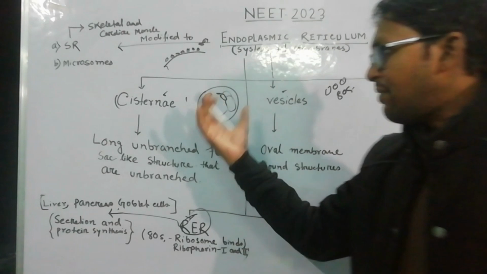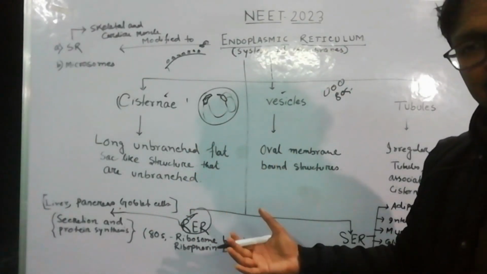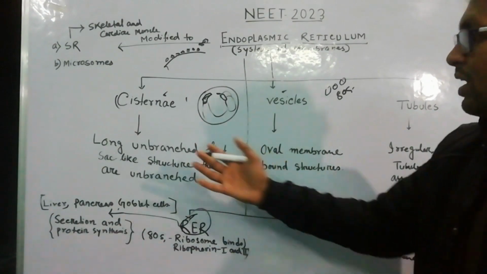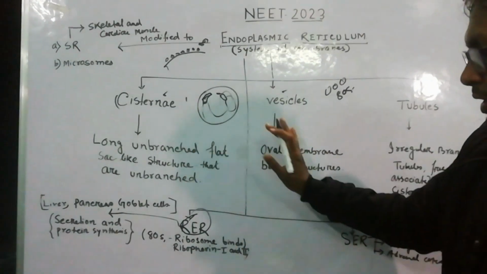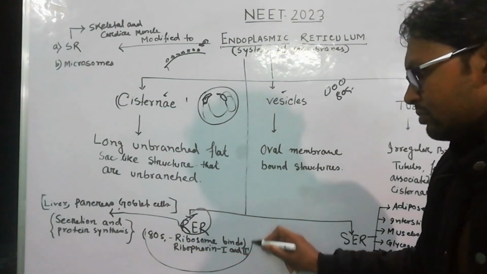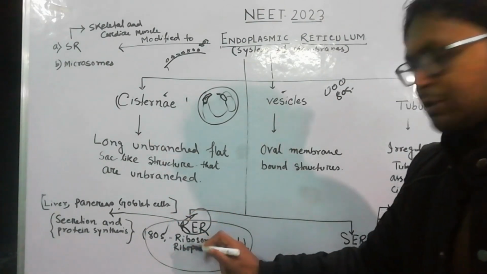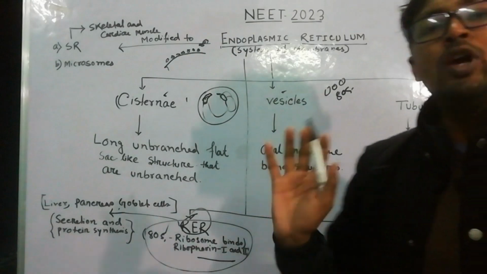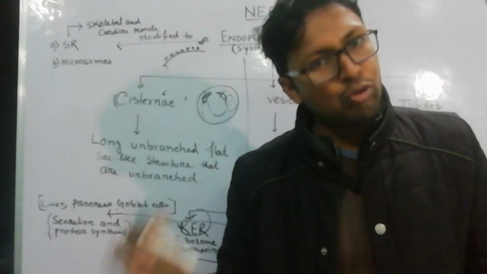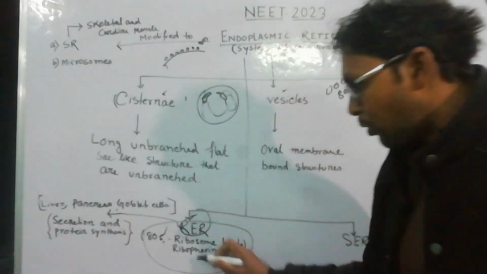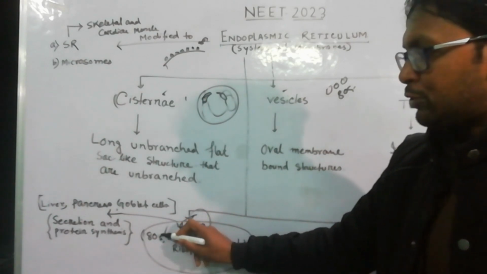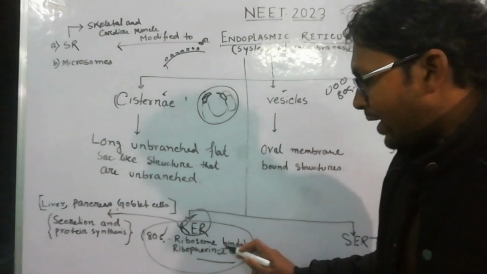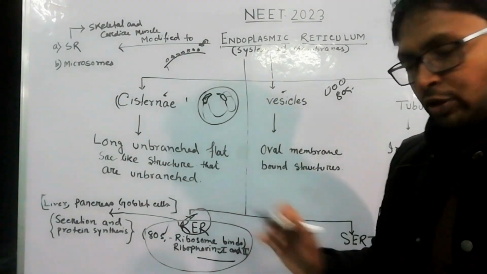Now, what is the function and localization of rough endoplasmic reticulum and of smooth endoplasmic reticulum? This is very important. The 80S ribosomes are attached to the rough endoplasmic reticulum with the help of ribophorin proteins 1 and 2. This is very important: the 80S type of ribosome is attached to the surface of the endoplasmic reticulum with ribophorin 1 and 2 type of protein.